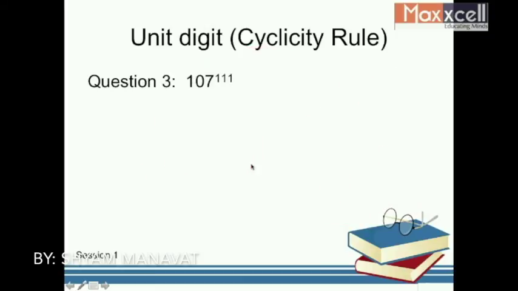But how did we solve this earlier question? We divided 111 by 4. So we took the cyclicity of 7. Cyclicity of 7 has 4 steps.